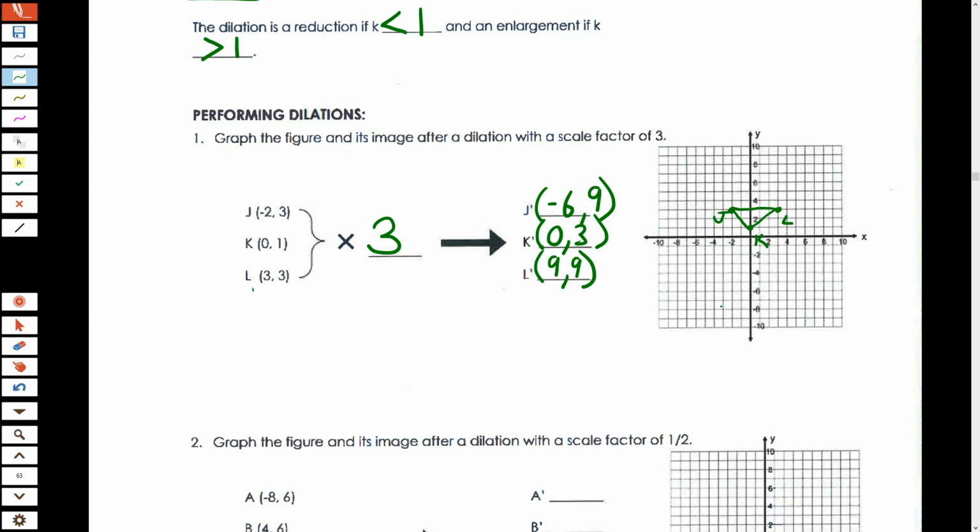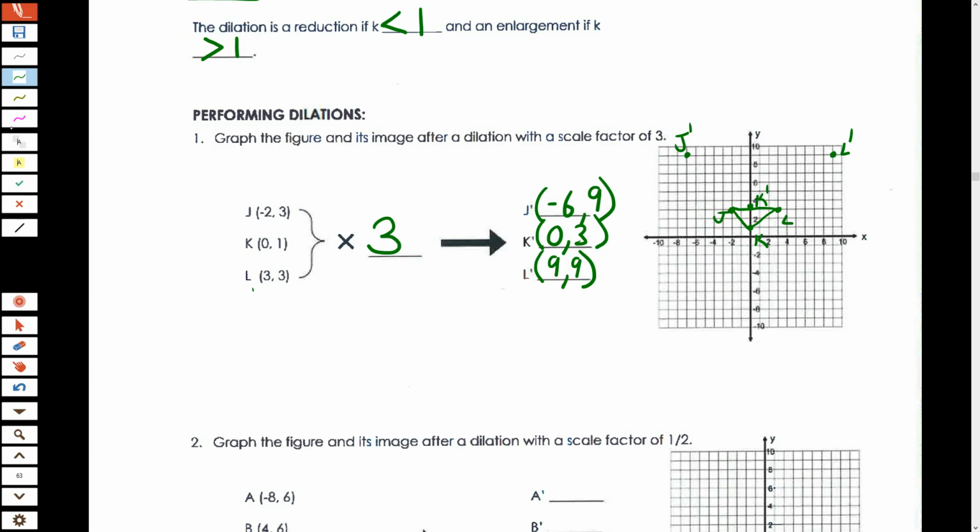Now when we dilate this by a scale factor of 3, look what happens. Our new point is -6, +9, so we're going to go over to -6, +9. That's our first point, and we're going to label that J prime. Then we have K, which is 0, 3. So notice that we didn't actually move that far from the origin. That is point K prime. Then our last point is 9, 9, and that is L prime.